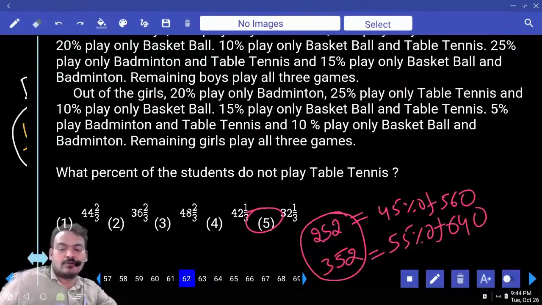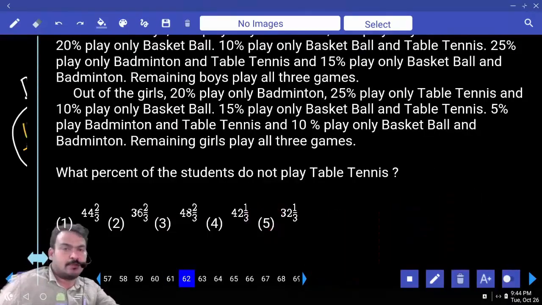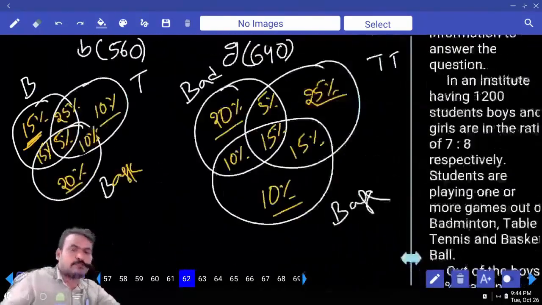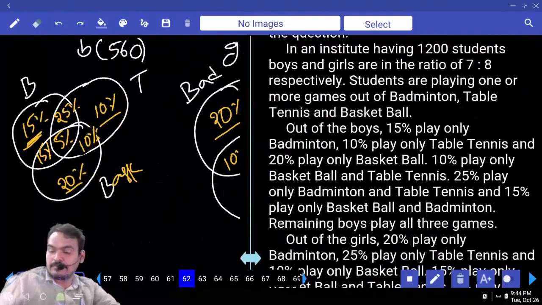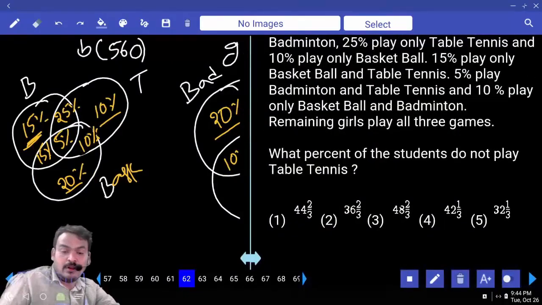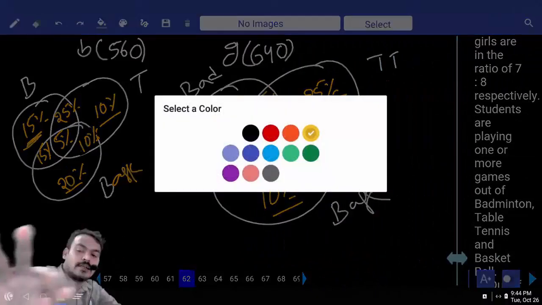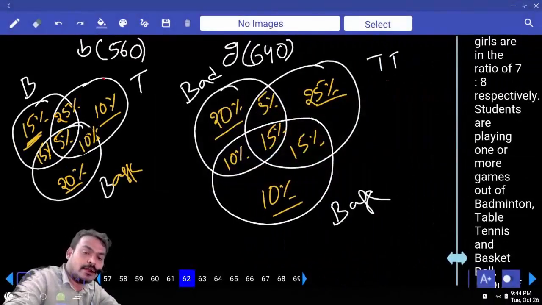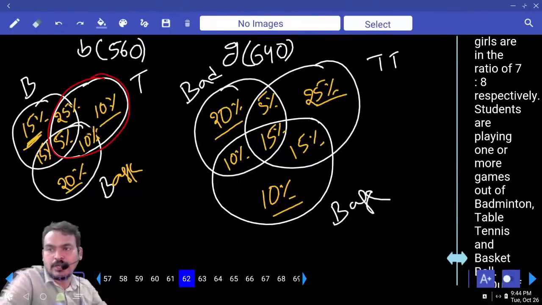What percentage of the students do not play table tennis? We require other than the table tennis. Number of students, not boys. Other than the table tennis means we do not require the table tennis value.